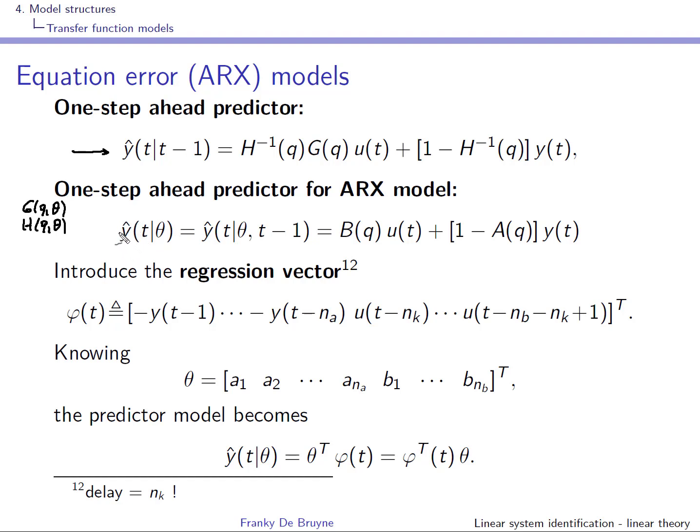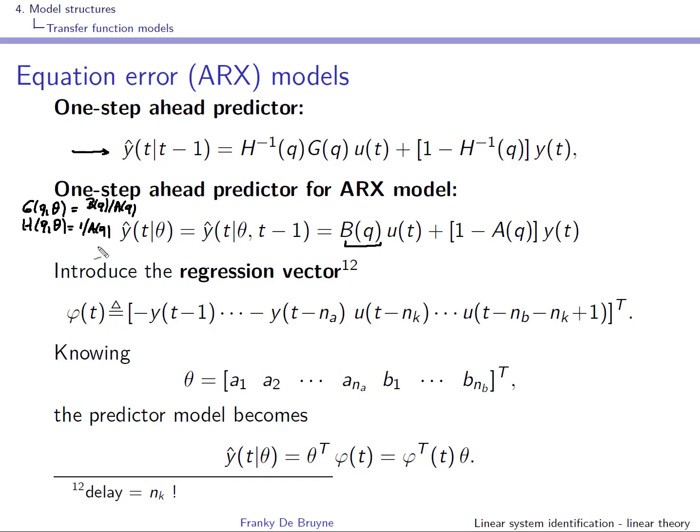This is the predictor of y at time t, given information up to time t minus 1. We'll drop the t minus 1, otherwise the notation becomes too heavy. But of course this prediction depends on theta, right? So remember that g of q, theta is B of q over A of q, and that h of q, theta is 1 over A of q. So we'll have 1 over h of q, theta times g of q, theta, and we'll be left with the B polynomial over here.